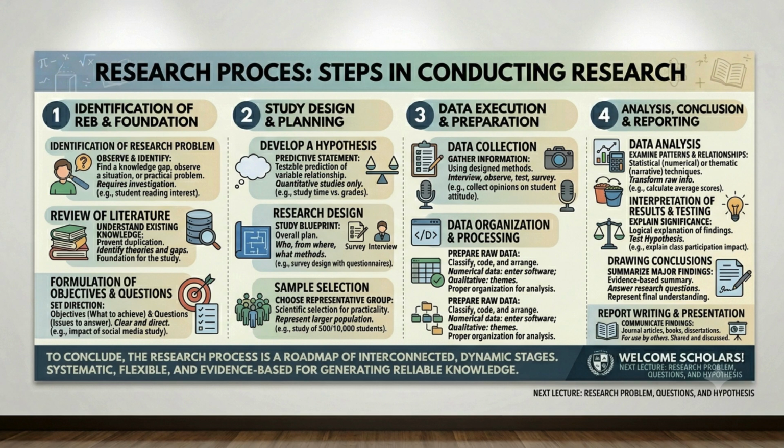To conclude, the research process consists of several interconnected stages, including identifying a research problem, reviewing literature, formulating objectives and hypotheses, designing the study, selecting a sample, collecting data, organizing and analyzing information, interpreting findings, drawing conclusions, making recommendations, and preparing the final report. Each stage contributes to the overall quality and credibility of the research by following these systematic steps.